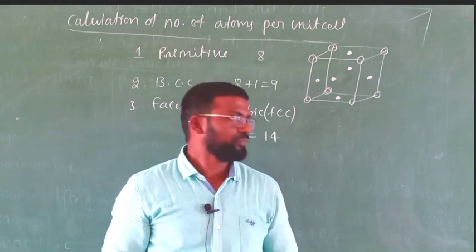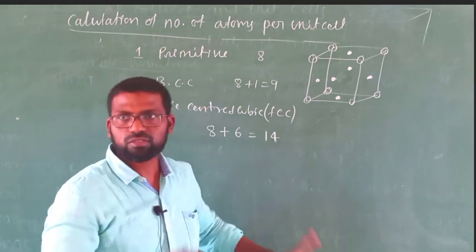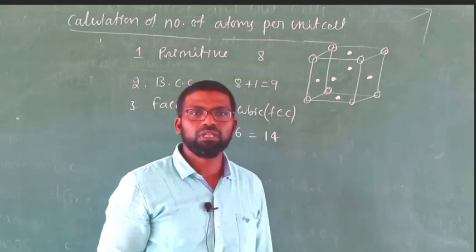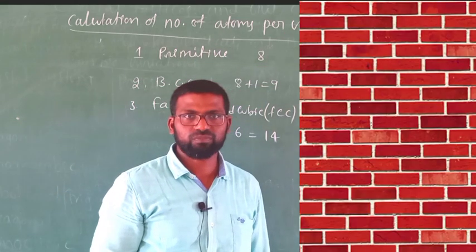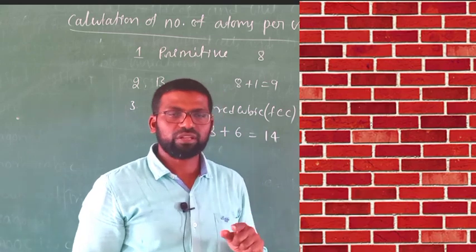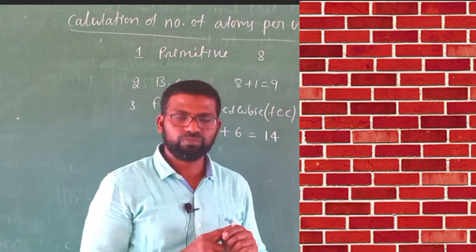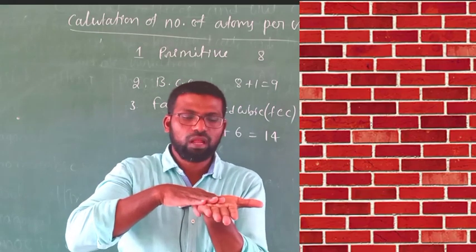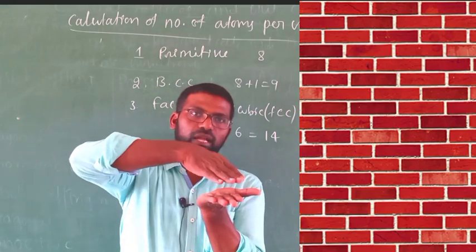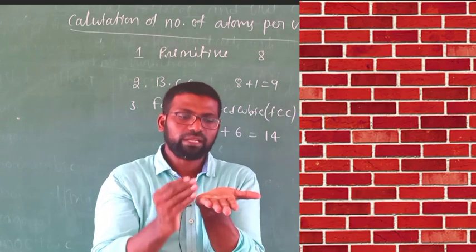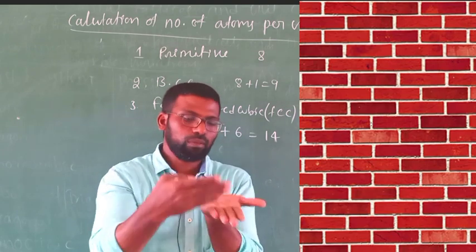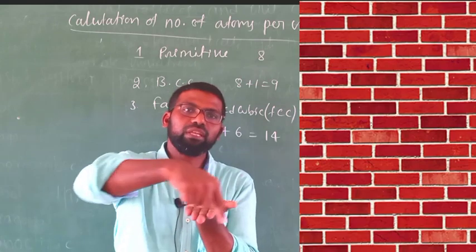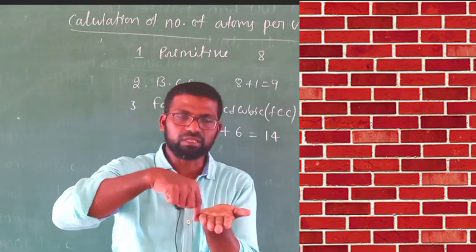For example, if you take this classroom, this wall is made up of a number of bricks. Each brick is in contact with another brick. While constructing a building, we keep one brick, and upon that brick one more brick, and below that brick one more brick, and front side one brick, back side one brick. That means one brick is surrounded by many other bricks, isn't it?